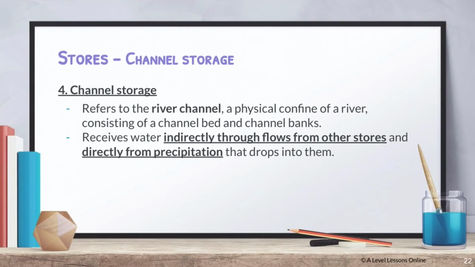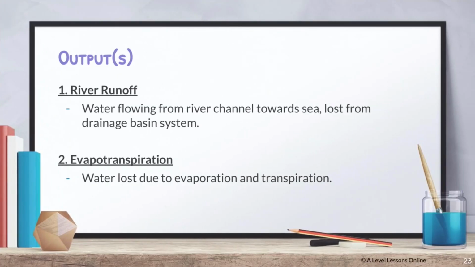Okay, channel storage refers to the river channel. It is the physical confine of a river. This is where water from your groundwater storage, your subsurface, your soil moisture storage, all your flows and everything travel towards the channel itself. So it receives water indirectly through the flows from other stores and directly from precipitation. Let's say if it rains and it falls into the river, that will help to increase the level of water in the river channel as well.